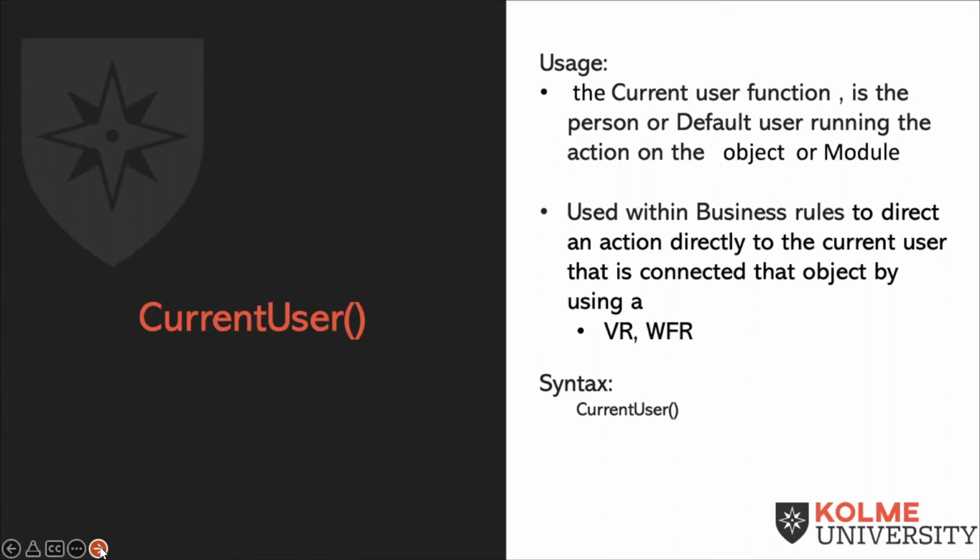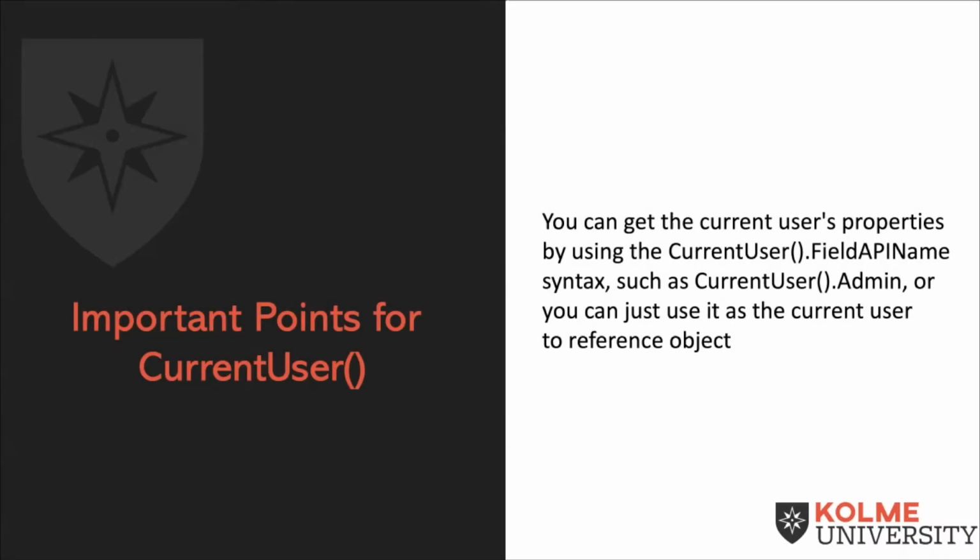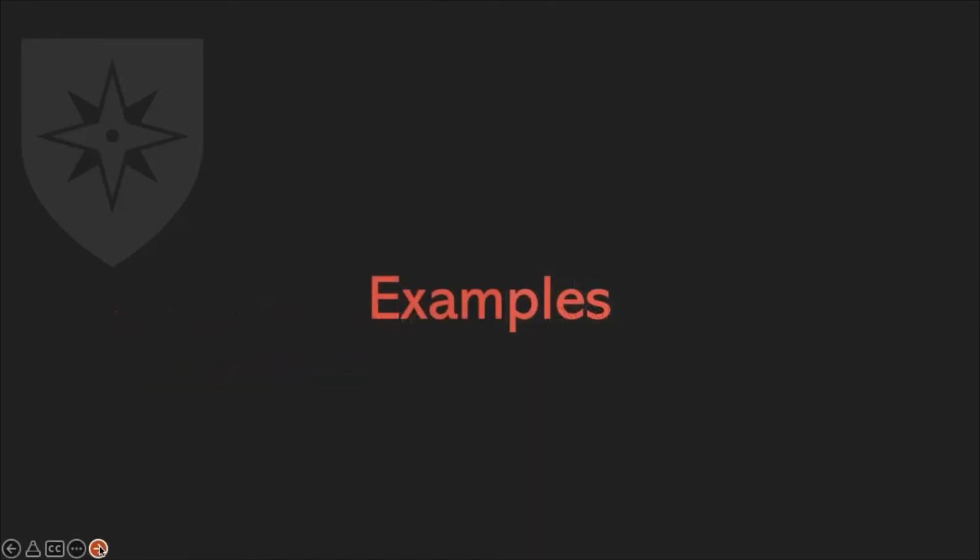Okay, great. So let me just explain the syntax. The syntax is basically CurrentUser, open parentheses, close parentheses. An important point is that you can get the current user's properties by using the CurrentUser function, open parentheses, close parentheses, a point with the field API name syntax, such as CurrentUser().admin, or you can just use it as the current user to reference the object. Exactly. Really useful function. Do you have some examples you can show us for configuration?